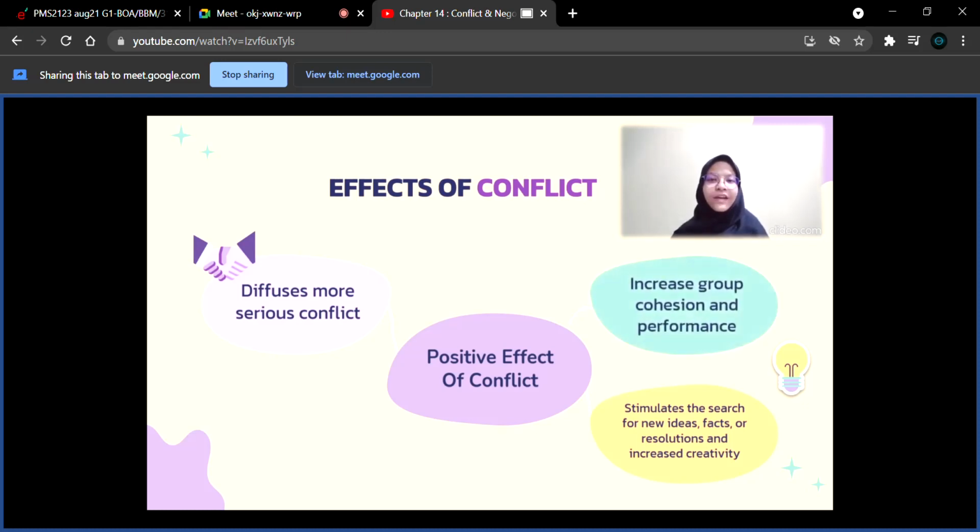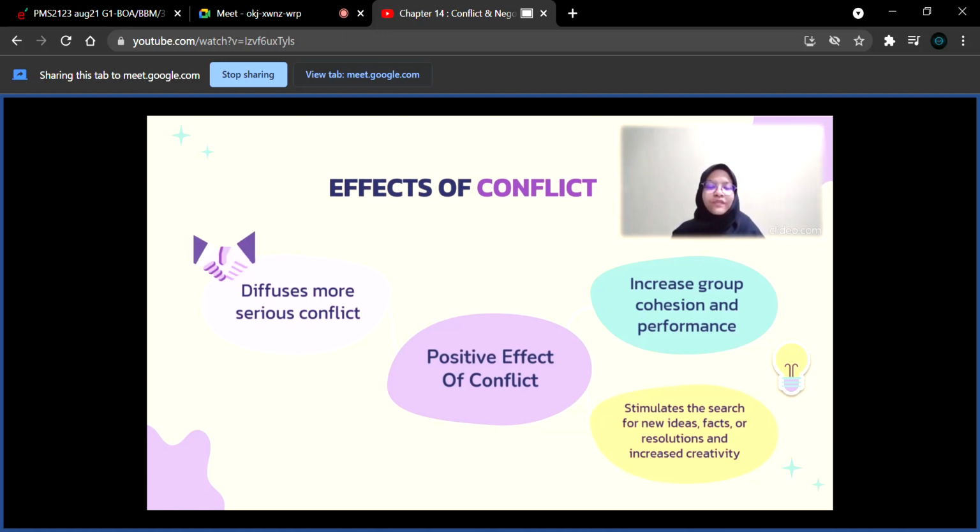The third effect is increasing cohesion and performance in the organization. When the conflict arises, the performance and cohesion in the organization can be improved. For example, in conflict situation, people in the same group or department will be working together to protect the department from being criticized by others, and this will make them feel more stronger. So in this situation, it shows the cohesion between the members.